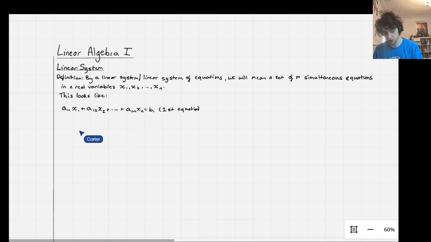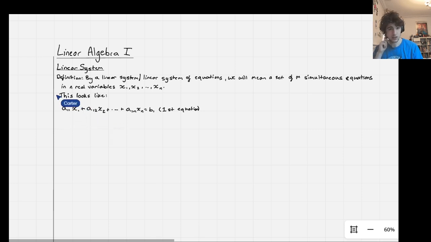One example of this could be something like 4x1 plus 3x2 equals 5. In this case, we only have two variables, x1 and x2, and my a11 is 4, a12 is 3, and my b1 is 5.